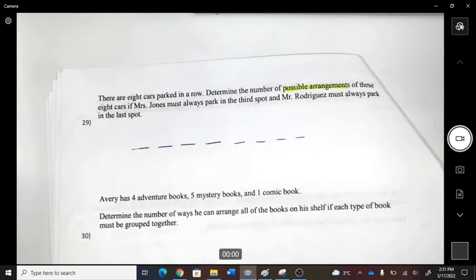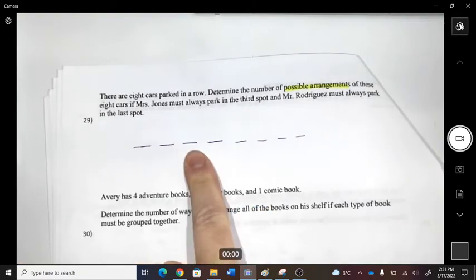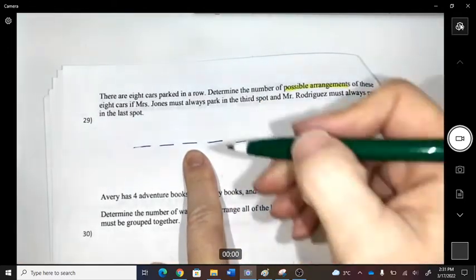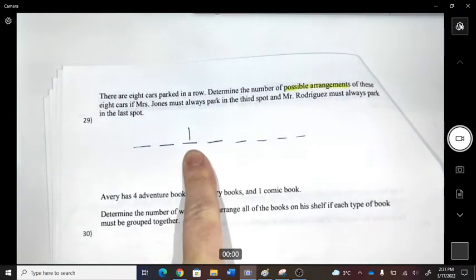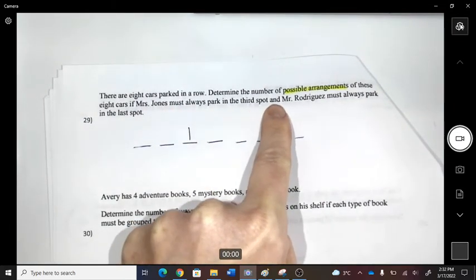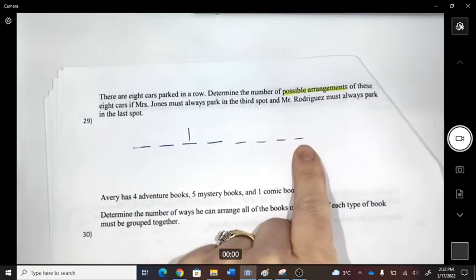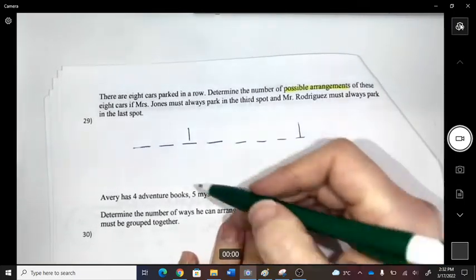Mrs. Jones must always park in the 3rd spot. So going on to your 3rd spot, how many options do I have to put a person right there? 1, because it's Mrs. Jones, that's it. Mr. Rodriguez must always park in the last spot. So in the last position, how many options do I have? 1.